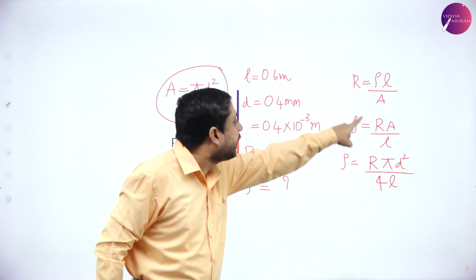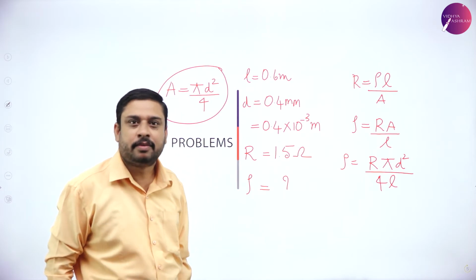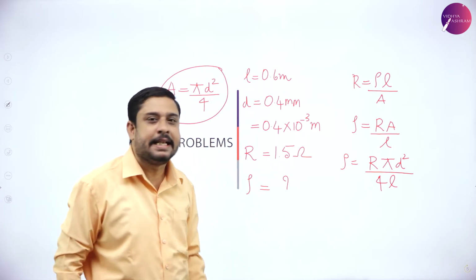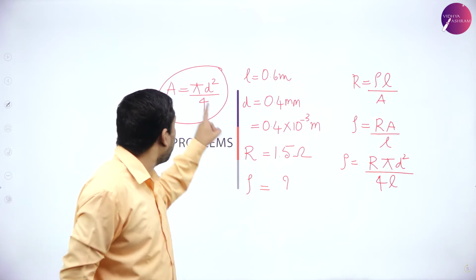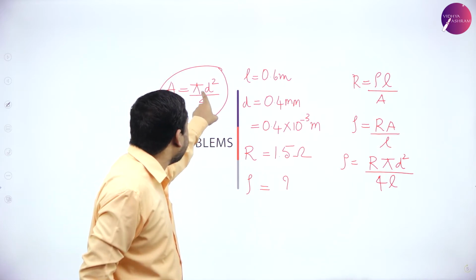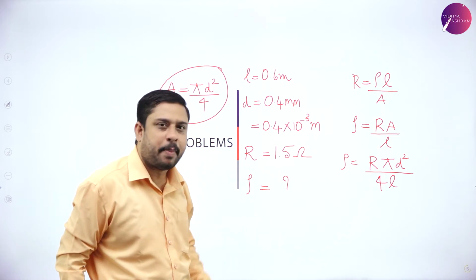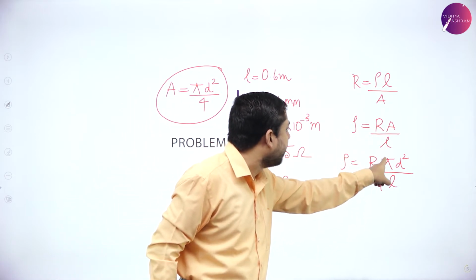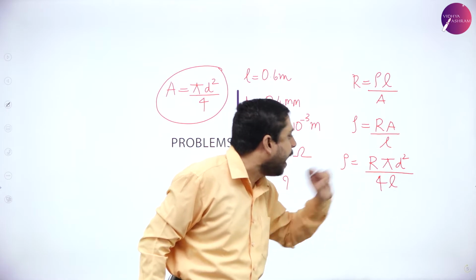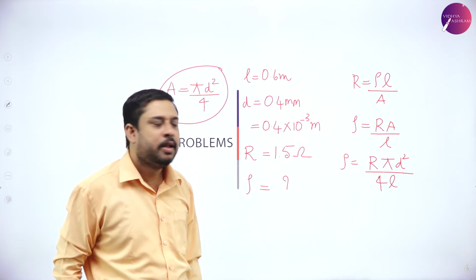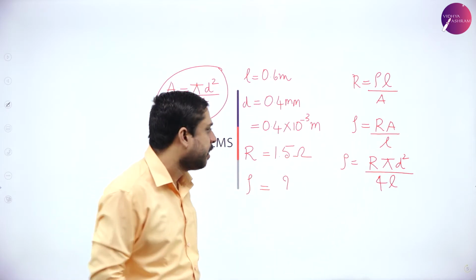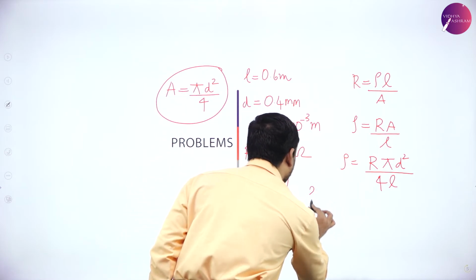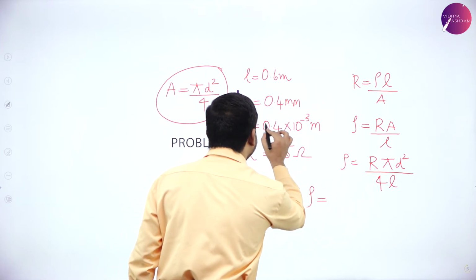Now area is not given directly, but diameter is given. So I know area is pi d square by 4. So substituting for area, pi d square divided by 4. L is there, keep it. Now substitute.